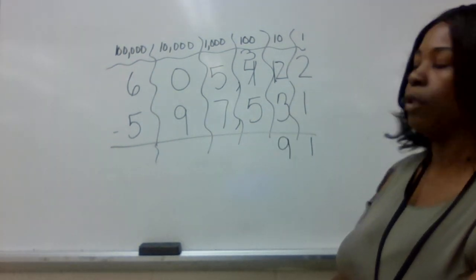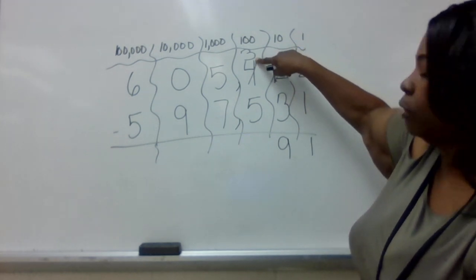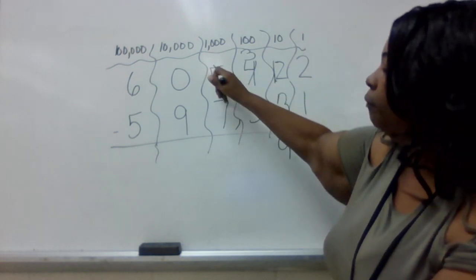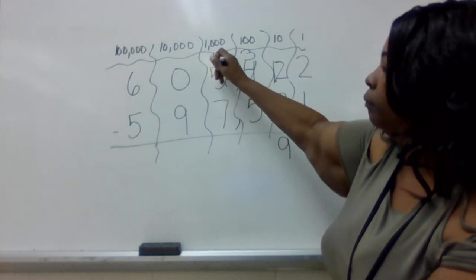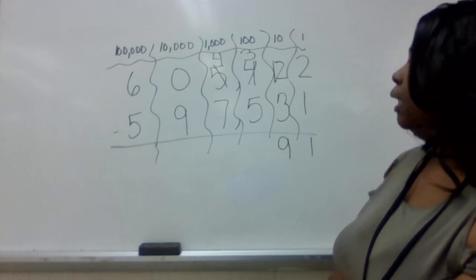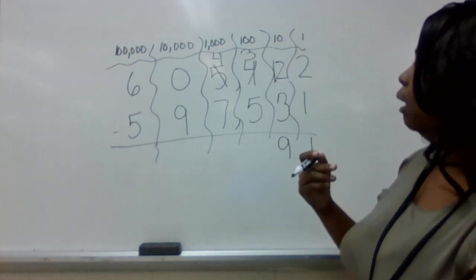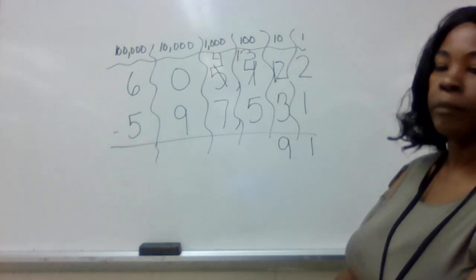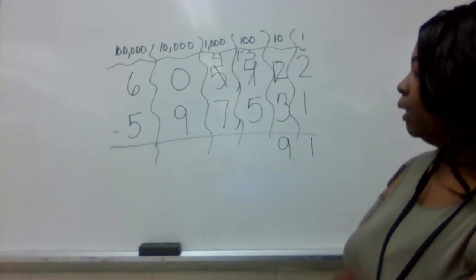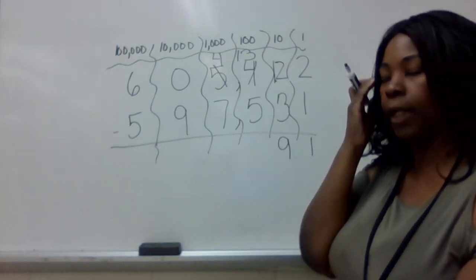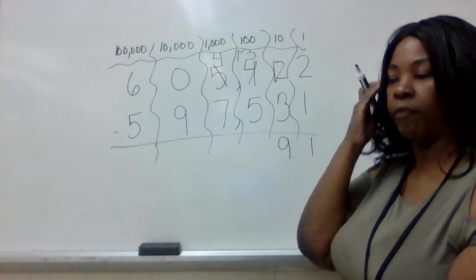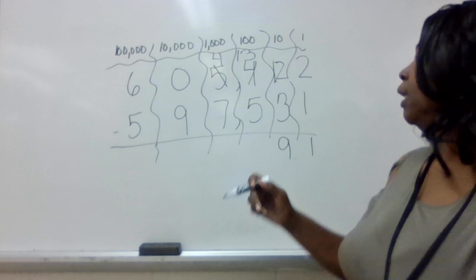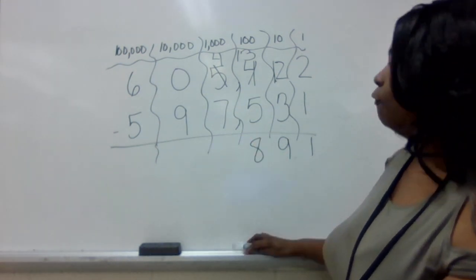3 minus 5, we can't do it because the digit on top must be bigger than the digit underneath. So we have to go next door and borrow from the 5. The 5 becomes a 4. So now it's 4 thousandths. And then we're going to move those 10 hundredths over here. So now we have 13 hundredths minus 5 hundredths. So again, we put 5 in our head, and we're going to count up until we get to 13. So 5, 6, 7, 8, 9, 10, 11, 12, 13. And that is 8.